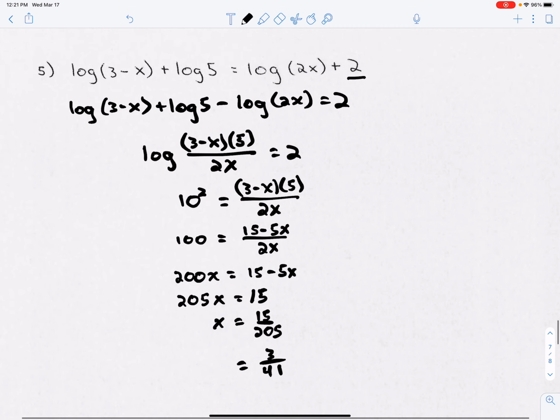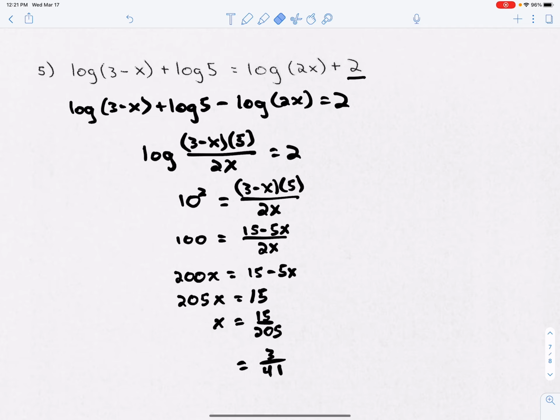Okay, does sticking in 3 over 41 for x cause any problems? Well, 3 minus 3/41 is not negative, and 2 times 3/41 is not negative. So, no, it doesn't cause us any problems, so that's the answer.